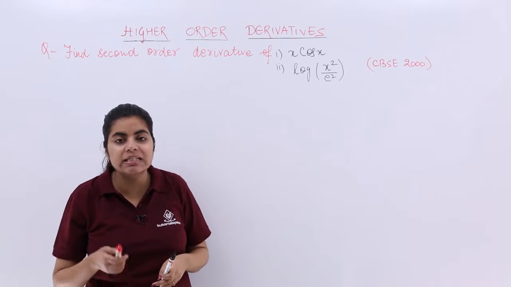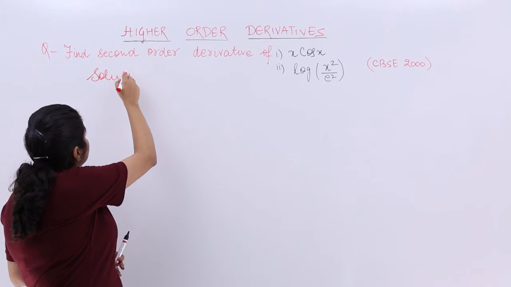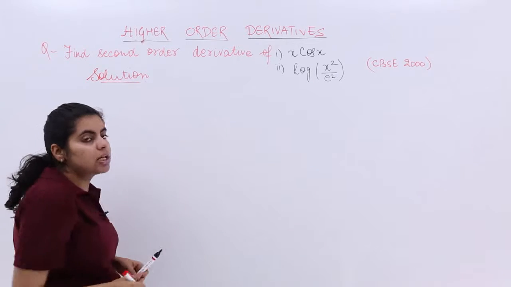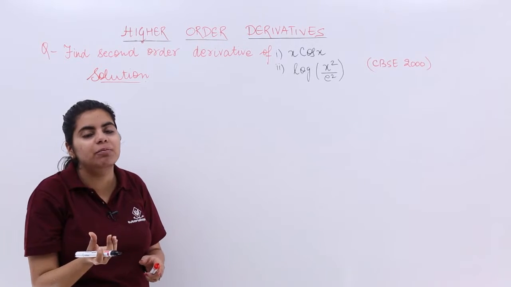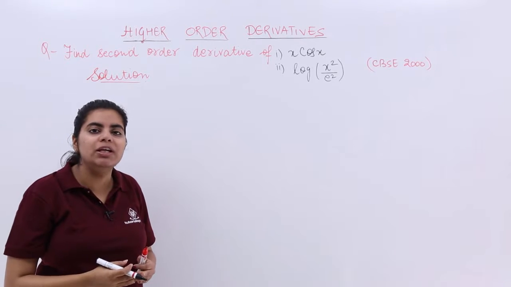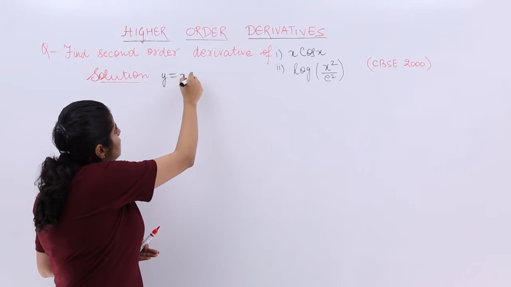Let's start solving it. I write the heading as solution. Second order derivative has been asked. Now, second order derivative has been asked means if the first order is dy by dx, the second order would be d2y by dx square. So, let y is equal to x cos x.